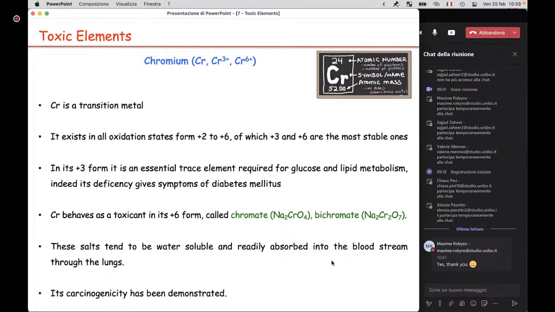So it can be easily absorbed through the lungs when it is in the air, and it is mainly a carcinogen. It is one of the few substances that are surely carcinogenic to humans. Most compounds usually considered carcinogens are not demonstrated to be surely carcinogenic, but in this case, chromium 6+ is surely carcinogenic.